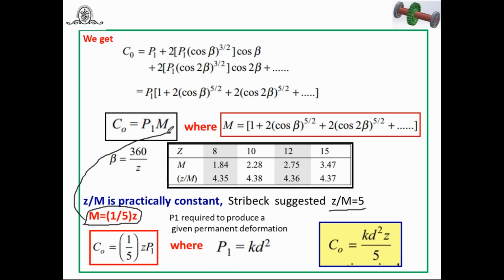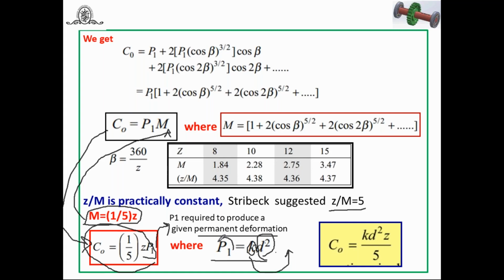What you have to do, you can substitute this value here. So what you will get? C0 is equal to 1 by 5 into Z into P1. You will get this equation. But what is P1? P1 is the force required to produce a given permanent deformation. But this P1 is given by the equation K into D square. What is D? It's the ball diameter. What is K? K is a constant, depends on the radius of curvature at the ball point and the modulus of elasticity of the material used for the rolling element, that is the ball.